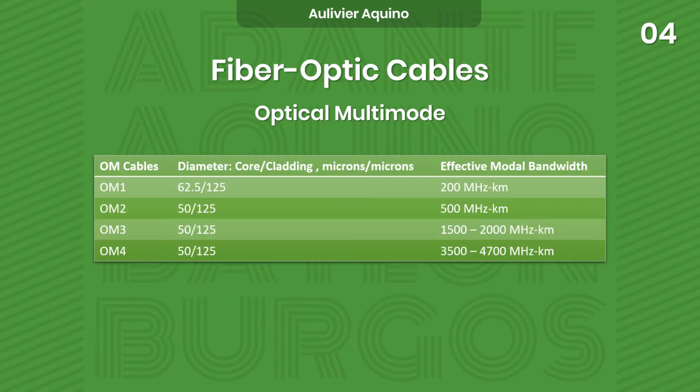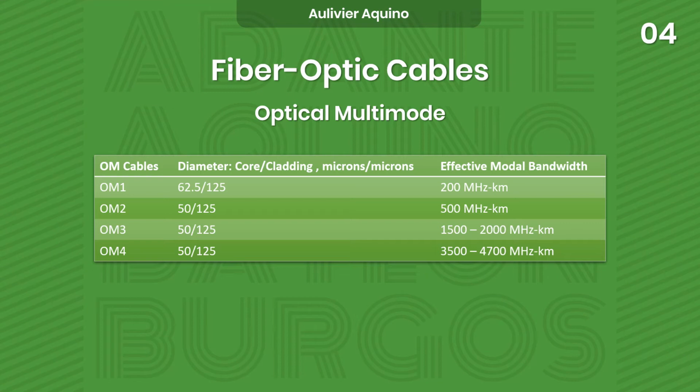Here is a table depicting the different OM cables. The first parameter is the ratio of the core diameter and the cladding diameter in units of microns. The second parameter is the effective modal bandwidth, or simply EMB, which is the data rate per unit of length. These cables are used in Ethernet at different speeds and distances.